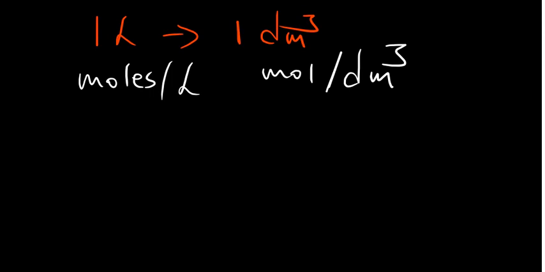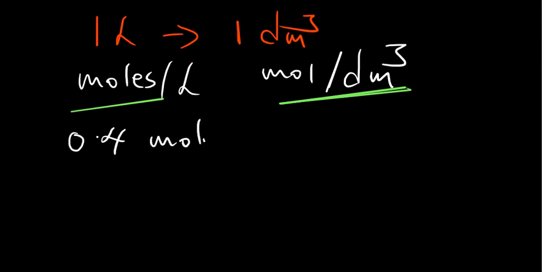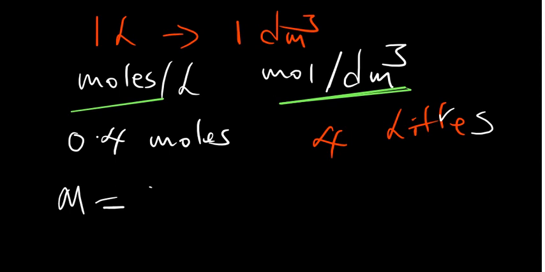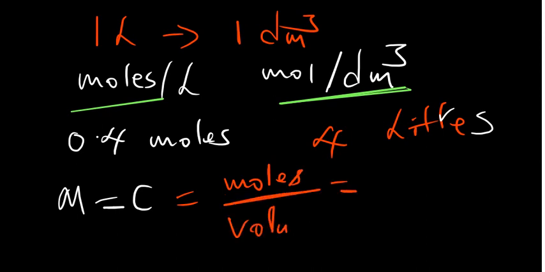For example, in a case where you are given about 0.4 moles dissolved in a 4 liter solution, how do you determine the concentration, or your molarity? Our molarity is given by the number of moles over the volume in liters. So we have 0.4 moles divided by 4. What are we going to have? 0.4 divided by 4.